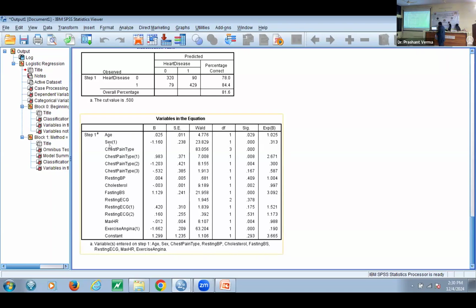Now, by default, when it was taking the last category as the reference category, it was giving the odds ratio of 0.313. For gender, it is giving the likelihood of heart disease in women compared to men. Okay, how can you change that?